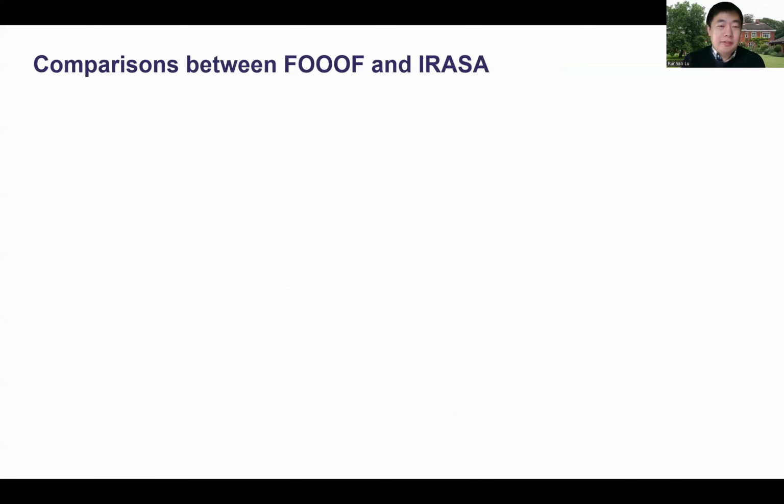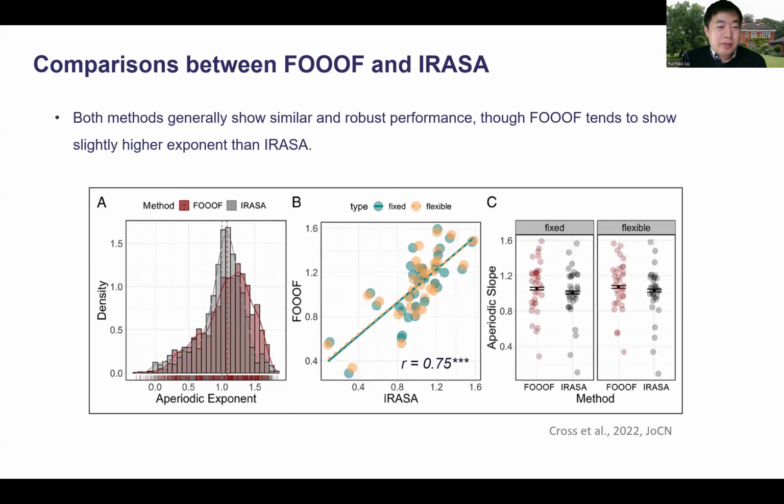So you may ask, if we have both parametric and non-parametric methods, whether these two methods can give us quite different results or whether they are quite similar. Generally, I think both methods will give us very similar and robust performance, although FOOF tends to show a little bit higher exponent than ERASA.